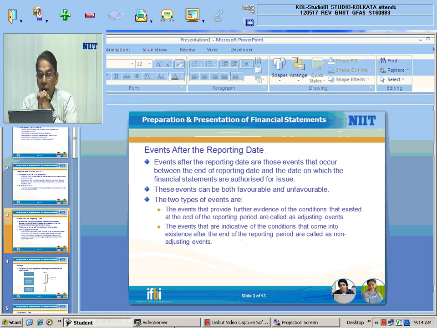But the events that are indicative of the conditions that come into existence after the end of the reporting period, these are called non-adjusting events. There will be certain events which are indicative of the conditions that come into existence after the end of the reporting period, for which no adjustments of the financial statements will be necessary. These are called non-adjusting events.